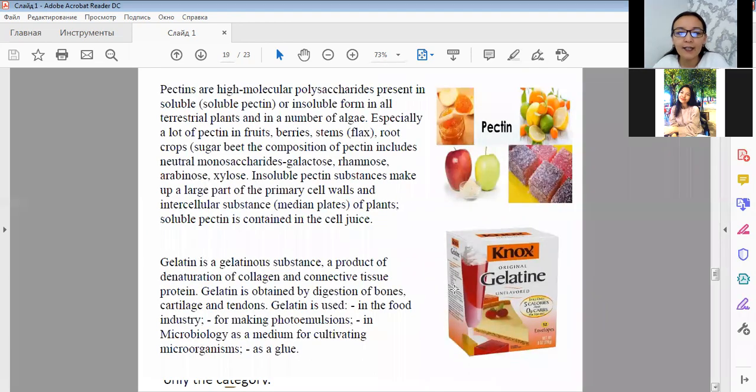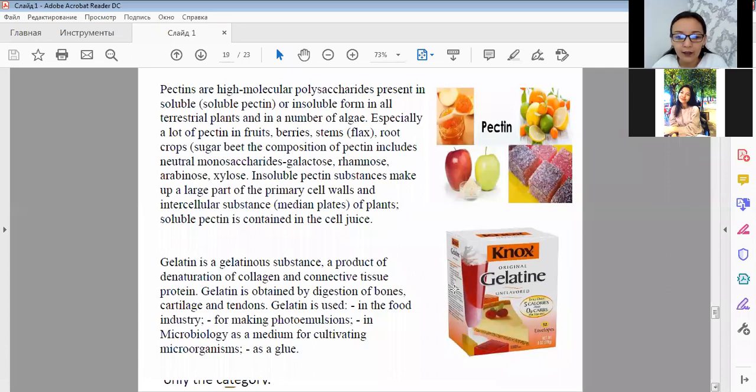And next is pectins. Pectins are high molecular polysaccharides present in soluble or insoluble form in all terrestrial plants and in a number of algae, especially a lot of pectin in fruits, berries, stems, roots, and crops. The insoluble pectin substances make up a large part of the primary cell walls and the intercellular substances of plants. And the soluble pectin is contained in the cell juice.